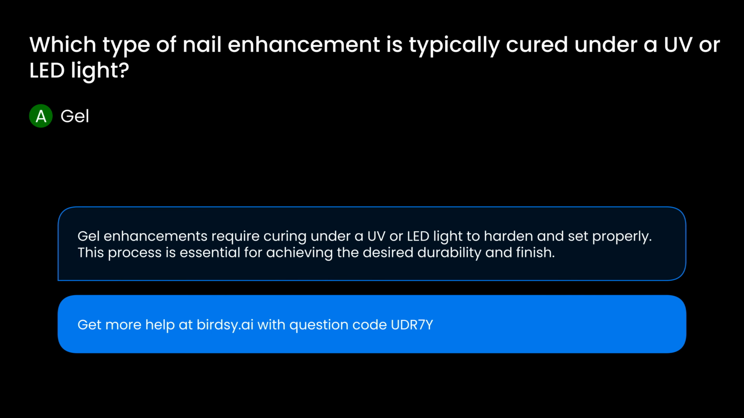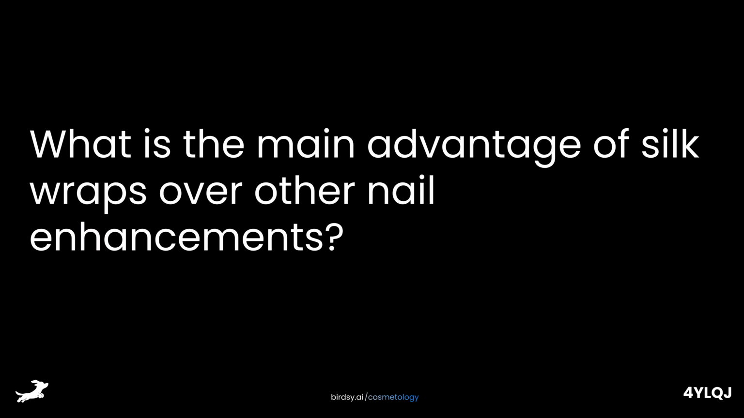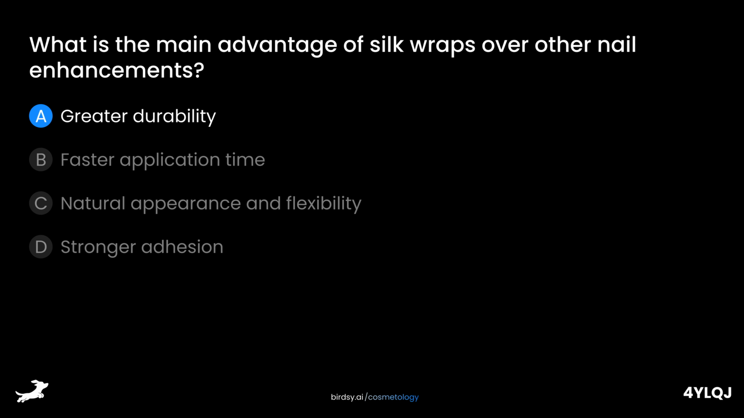Gel enhancements require curing under a UV or LED light to harden and set properly. This process is essential for achieving the desired durability and finish. What is the main advantage of silk wraps over other nail enhancements? Is it A, greater durability, B, faster application time, C, natural appearance and flexibility, or D, stronger adhesion? The answer is C, natural appearance and flexibility.